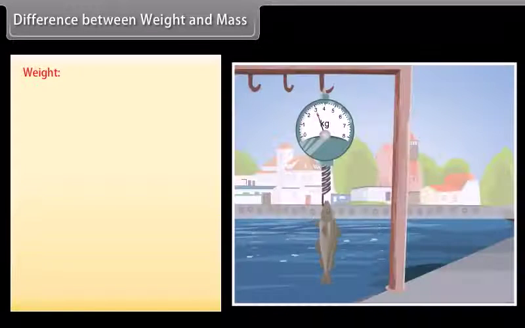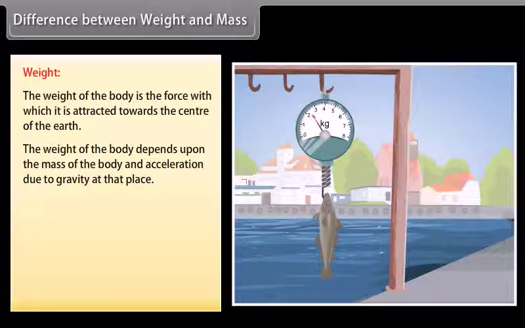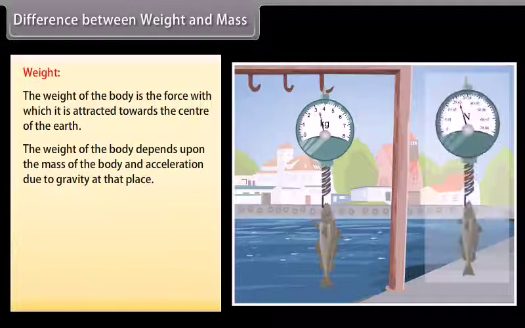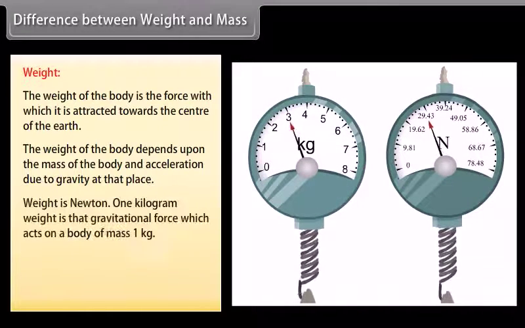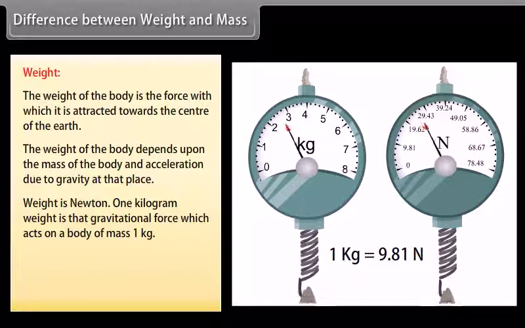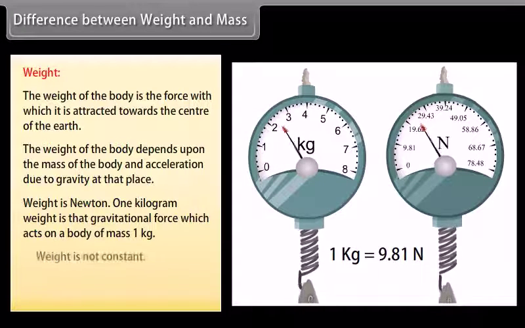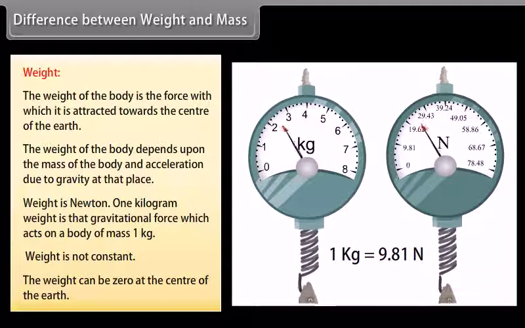Weight. The weight of the body is the force with which it is attracted towards the center of the earth. The weight of the body depends upon the mass of the body and acceleration due to gravity at that place. Weight is measured in Newton. 1 kilogram weight is that gravitational force which acts on a body of mass 1 kilogram. Weight is not constant. The weight can be zero at the center of the earth.